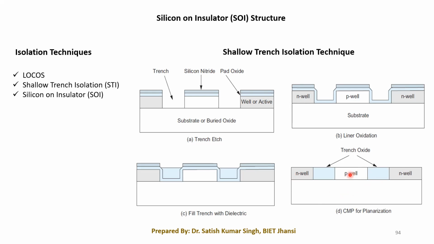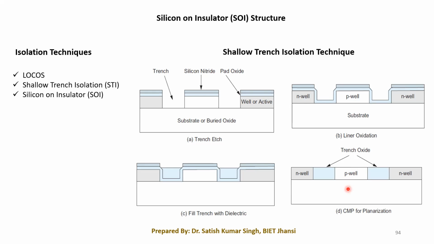And these N wells and P wells are electrically isolated. When it is electrically isolated, there will be no parasitic elements between them, and because of that there will be no detrimental effect while operating it. Fine. So this way we can perform isolation.